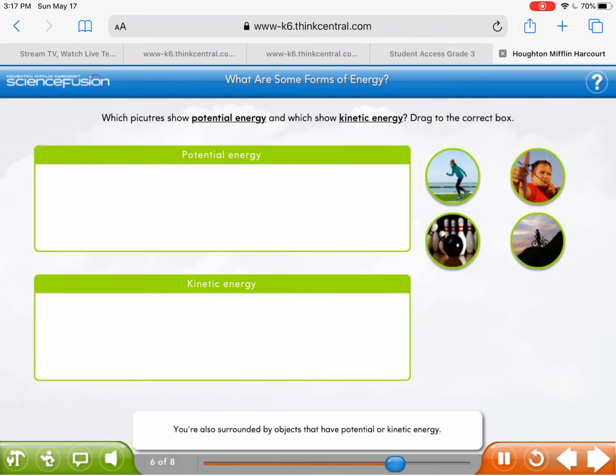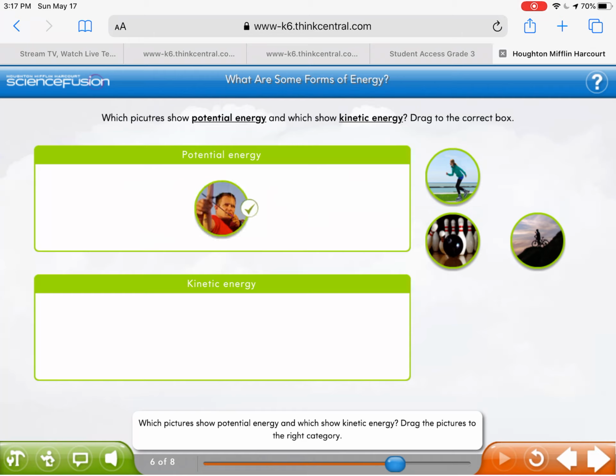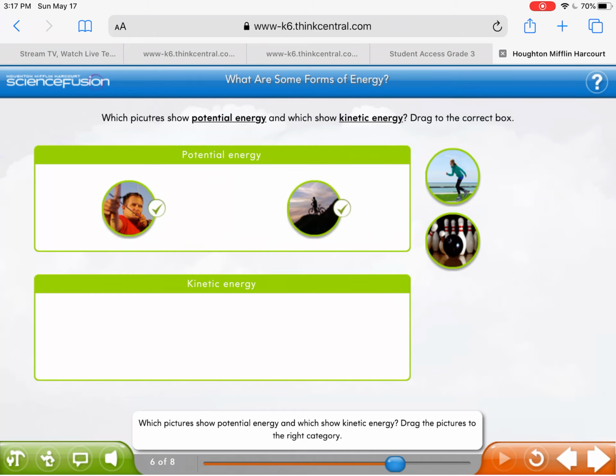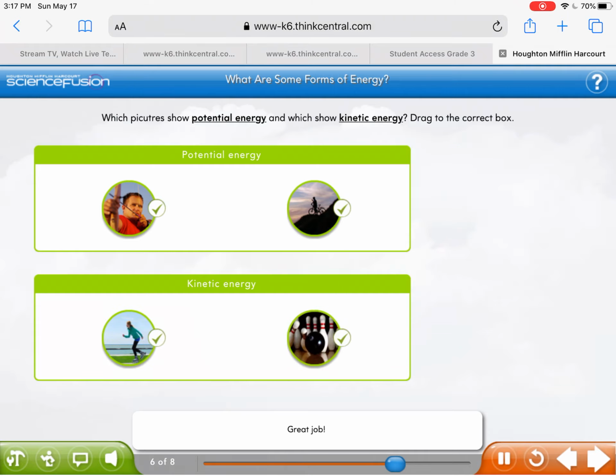You're also surrounded by objects that have potential or kinetic energy. Remember, these two energies are connected. Which pictures show potential energy and which show kinetic energy? Drag the pictures to the right category. So potential is when you're storing energy. So he's storing up the energy in the bow, and it looks like this guy's stopped at the hill. So she's moving, that's kinetic, and the bowling ball's moving, great job.